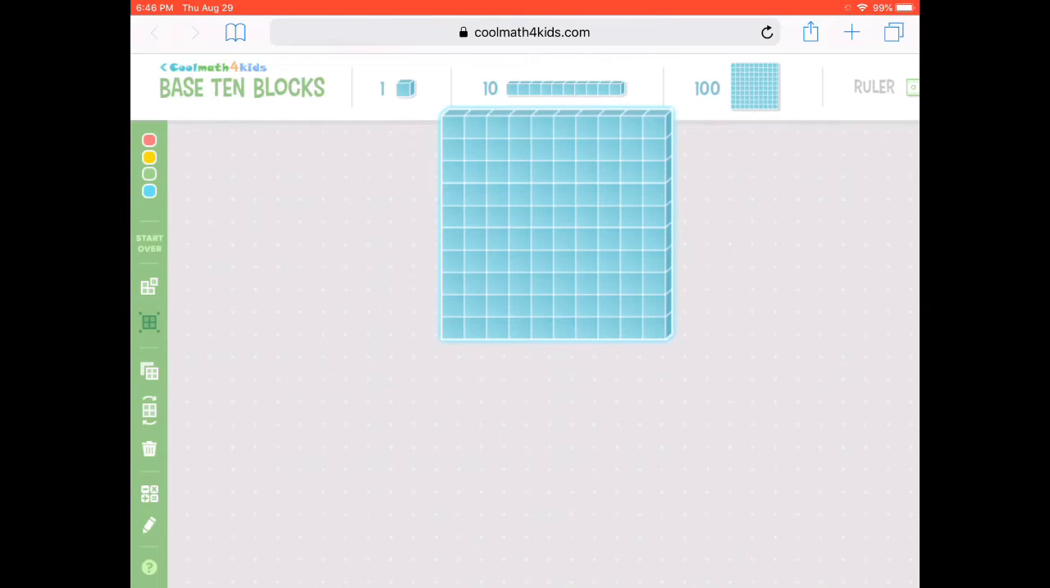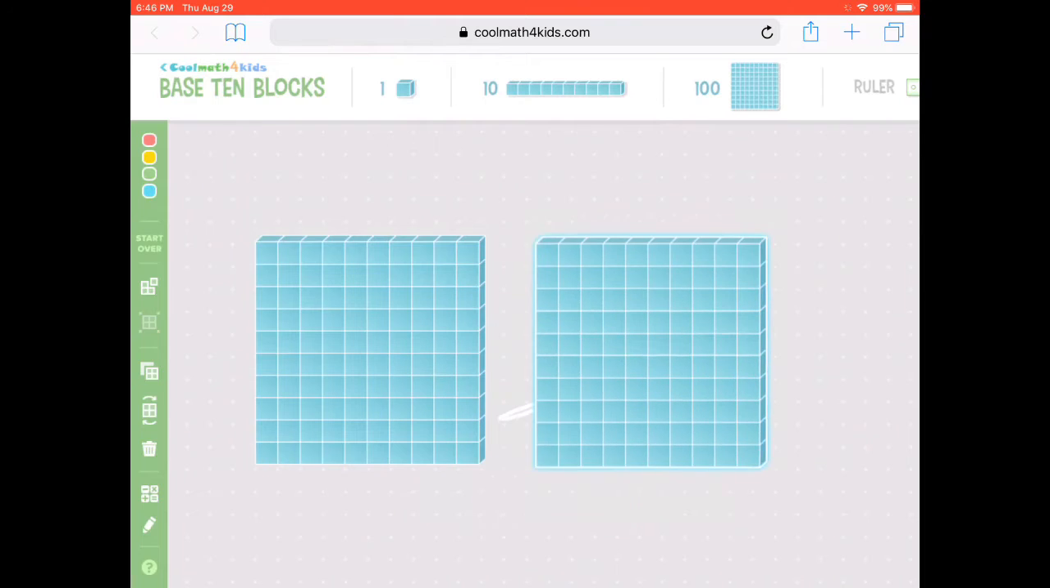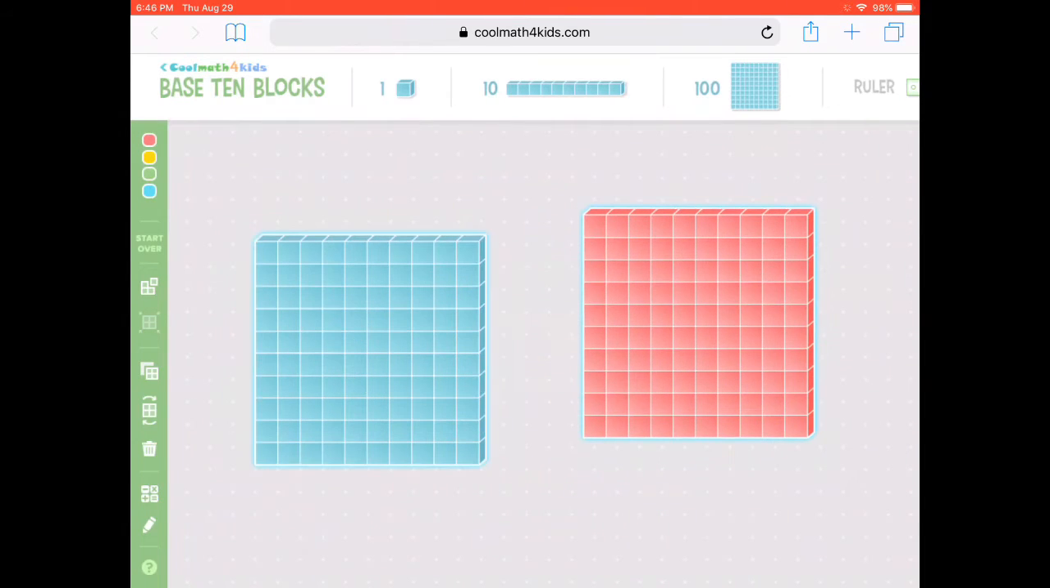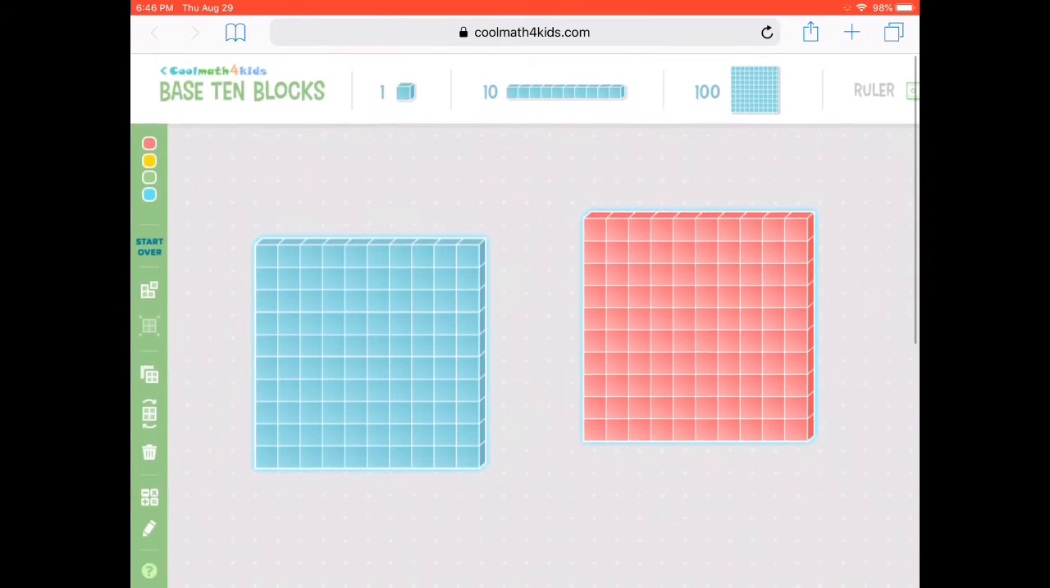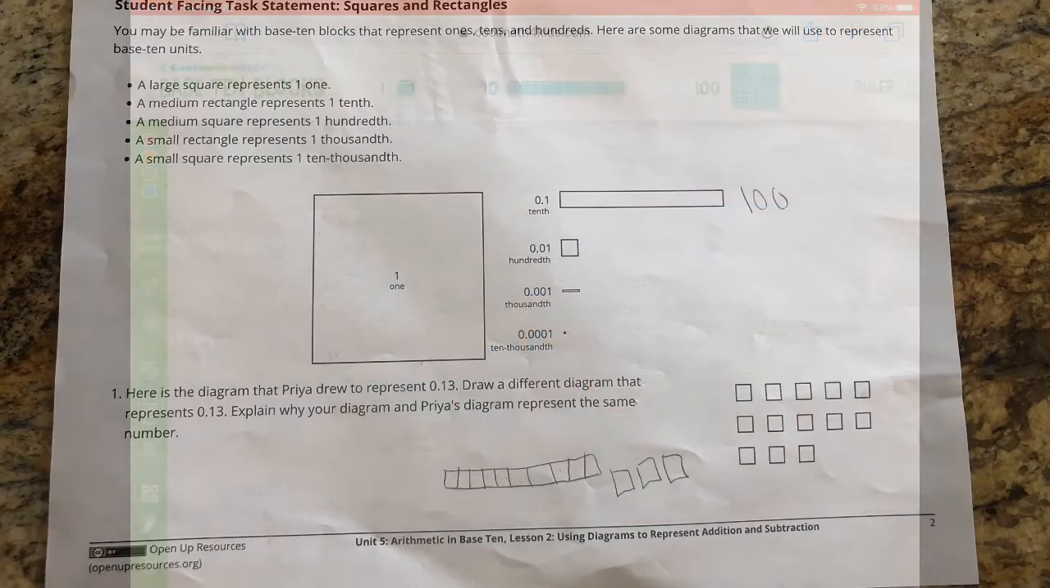Okay, all 10 of them up there, grouped together, and now when I pull down a 100s block to compare, you'll be able to see that they really do match up perfectly. Okay, so that's just the basic understanding of those base 10 blocks. Now, let's switch gears just a second. Let's take a look at our problem that we have.